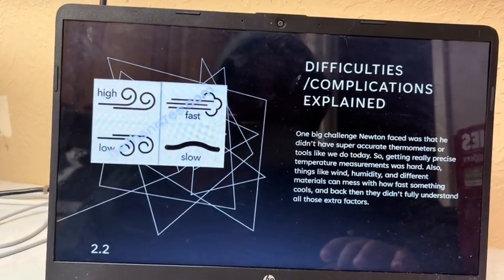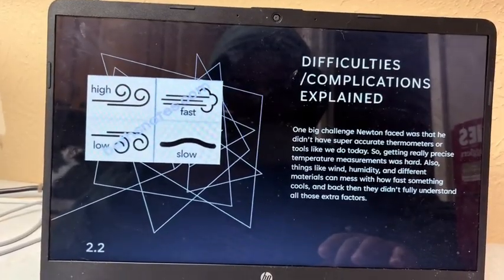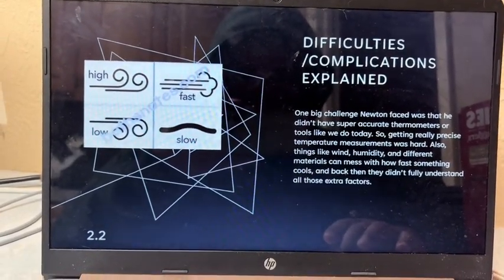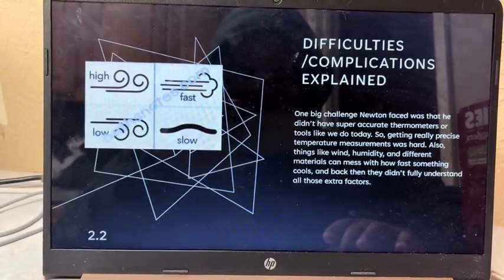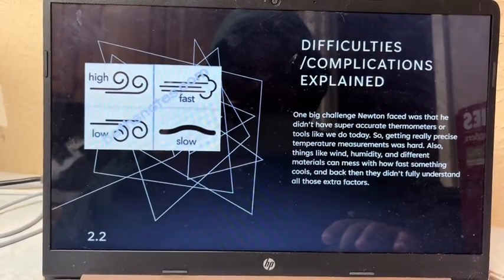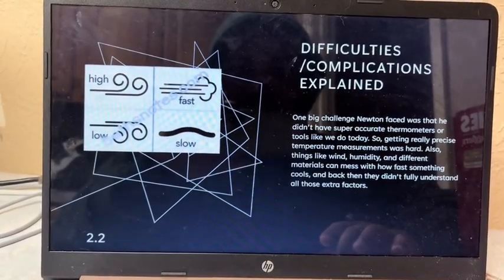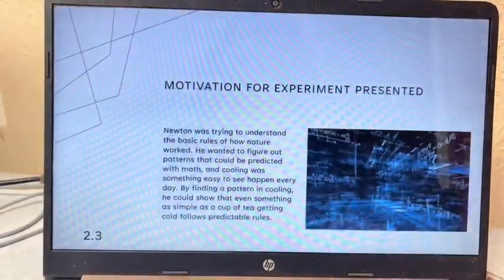Complications explained. One big challenge Newton faced was that he didn't have super accurate thermometers or tools like we do today, so getting really precise temperature measurements was hard. Also, things like wind, humidity, and different materials can mess with how fast something cools, and back then they didn't fully understand all those extra factors.